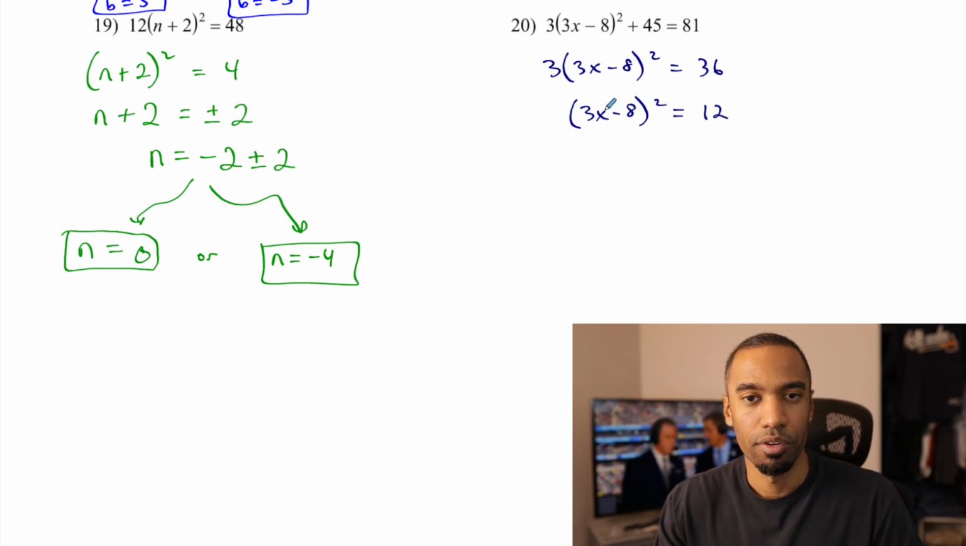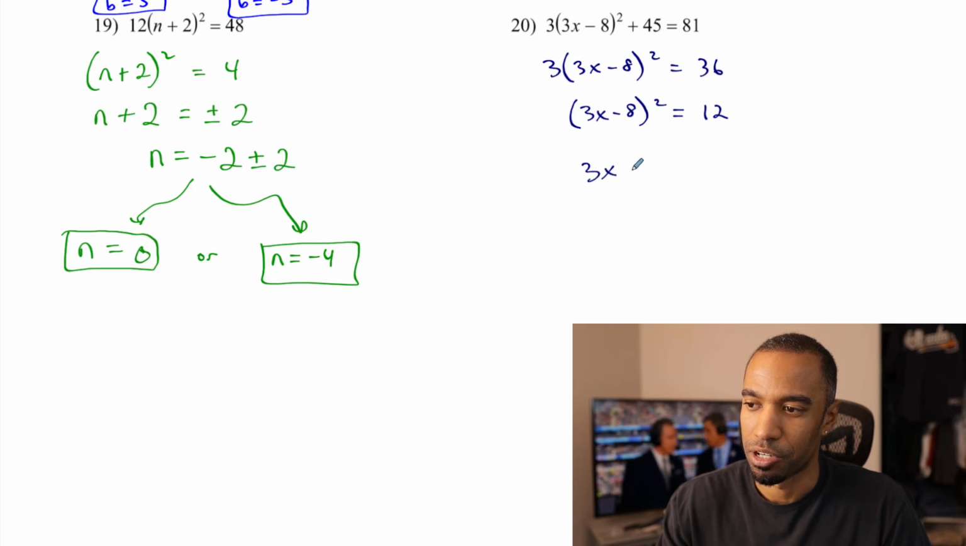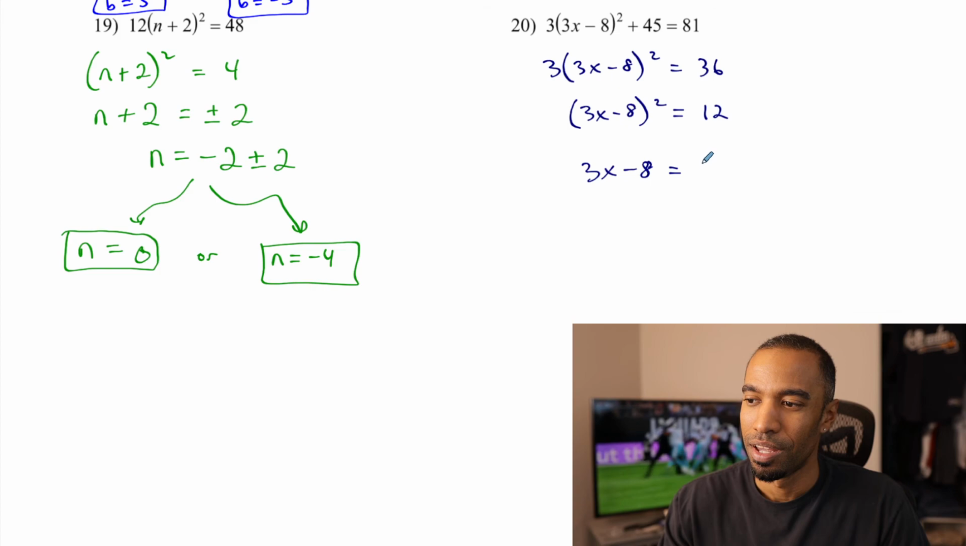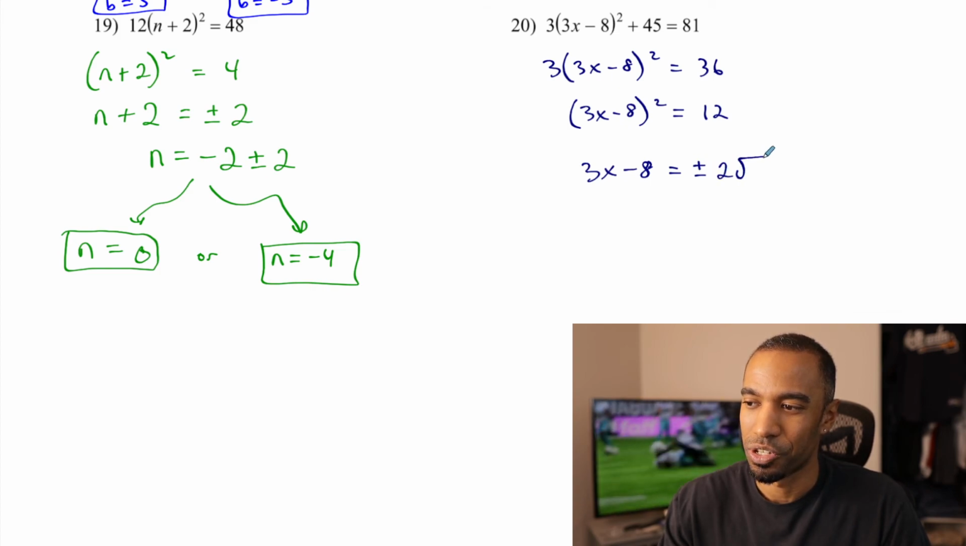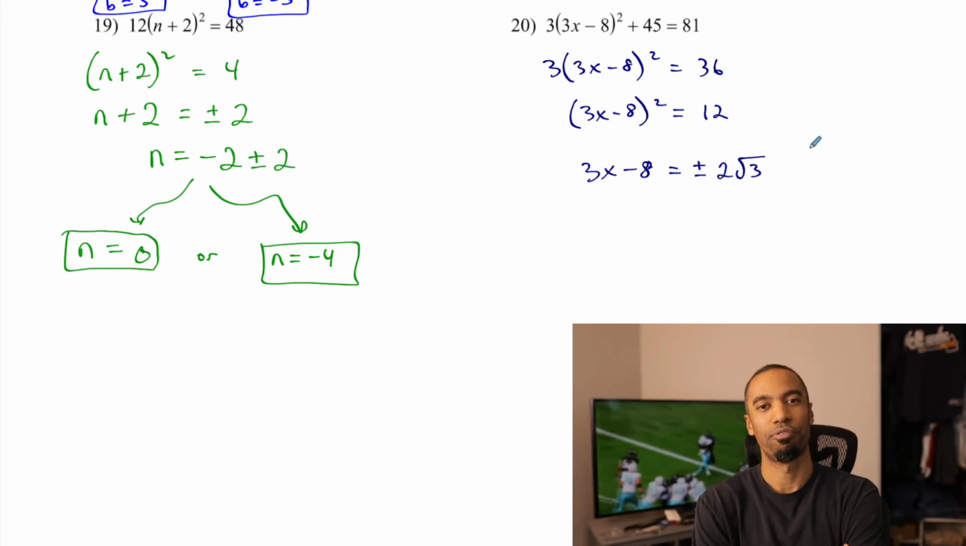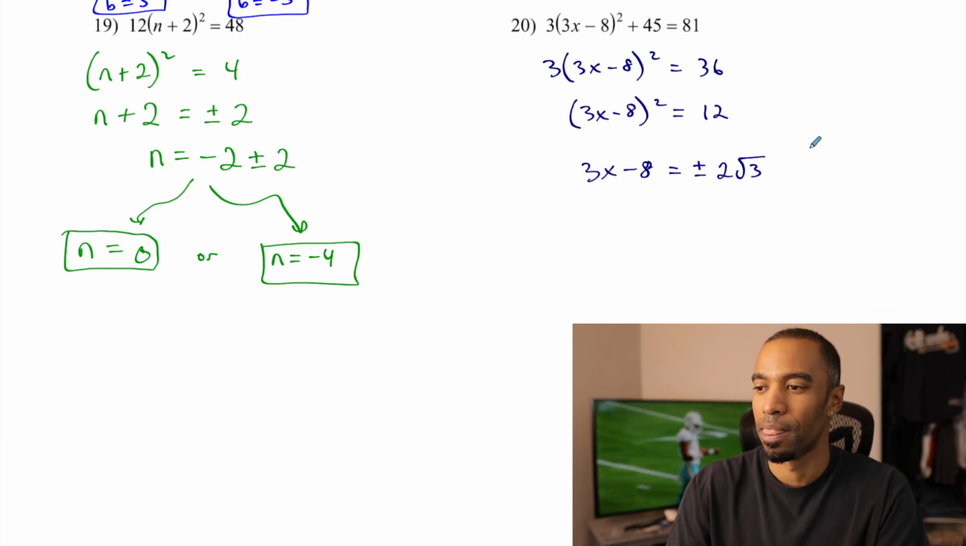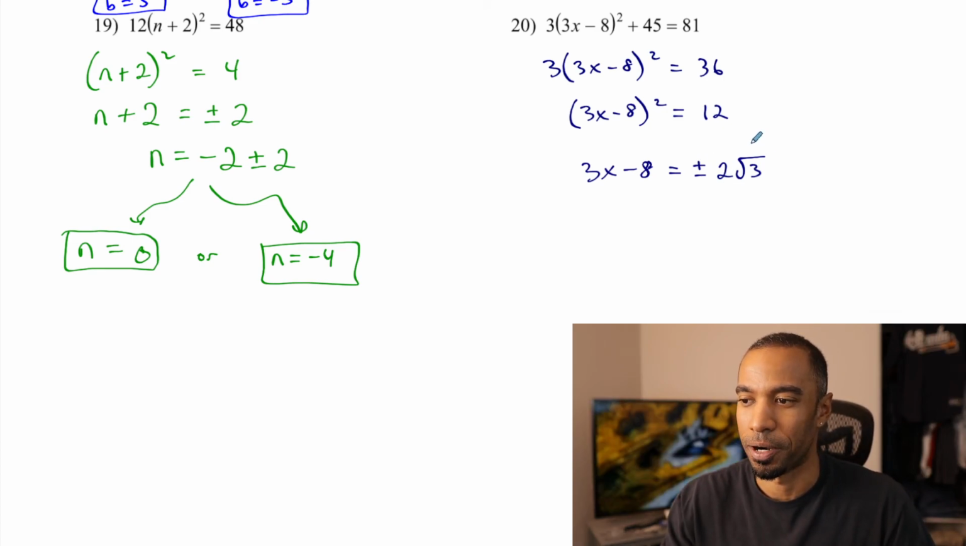So let's take the square root of both sides, shall we? Are you comfortable with me not drawing the square root symbol? I don't know. Go ahead and draw the square root symbol if you need it. The square root of 12, guys, is 2 root 3. Square root of 4 times square root of 3. So plus or minus 2 root 3 there.